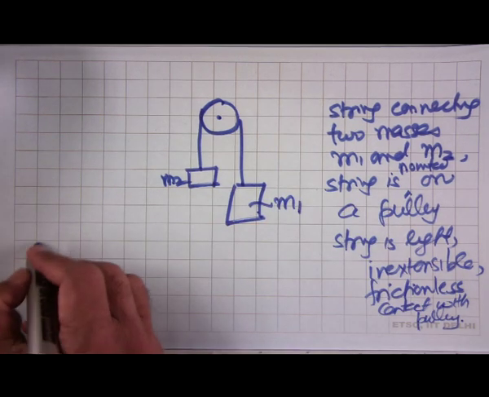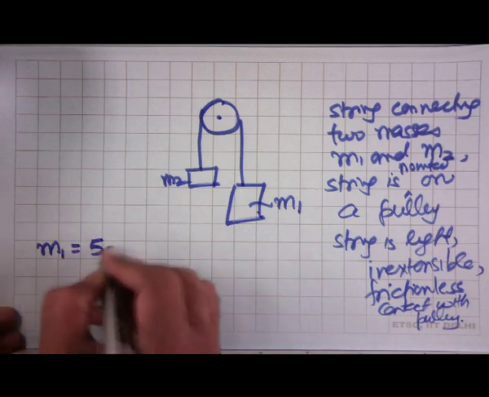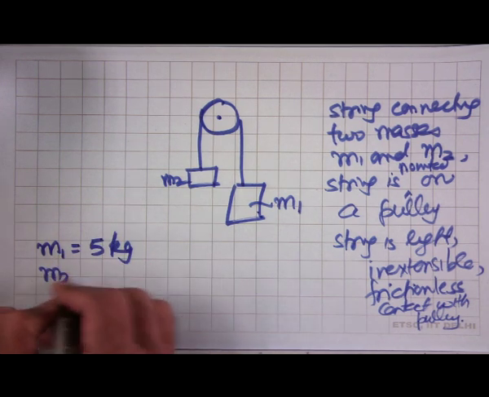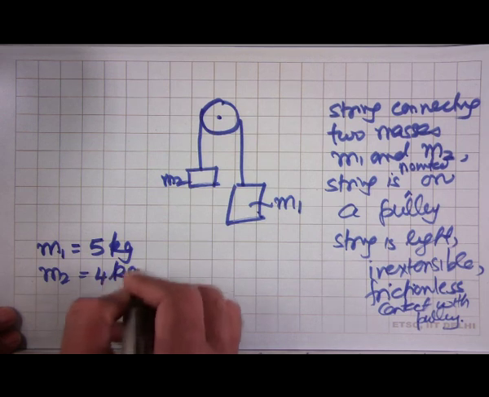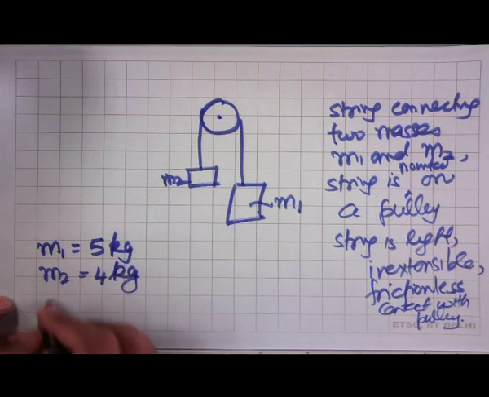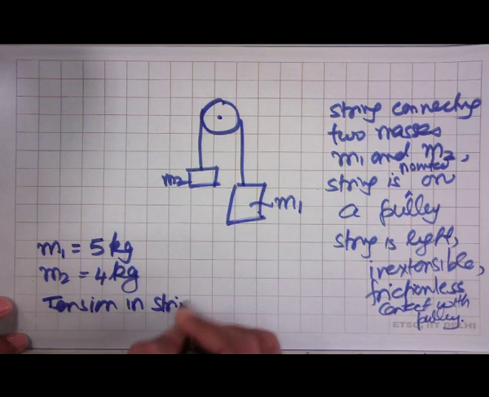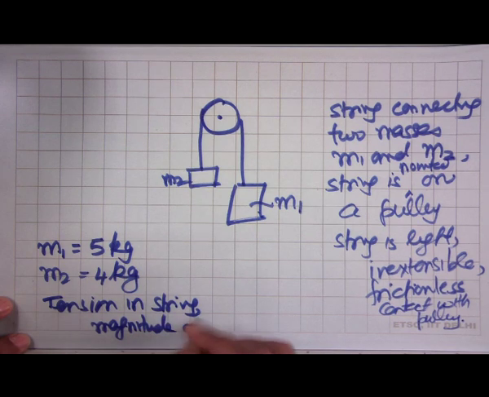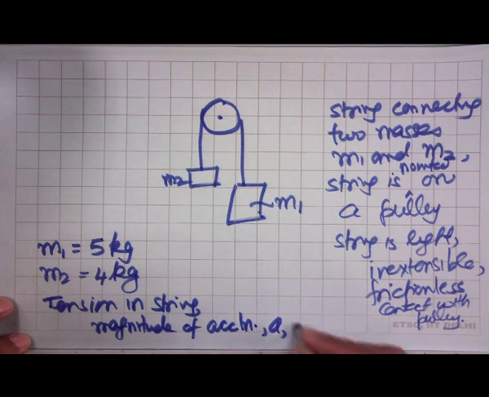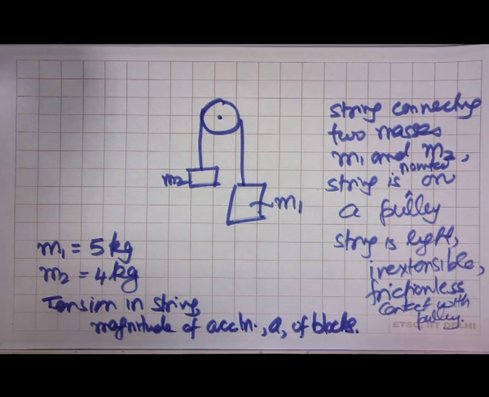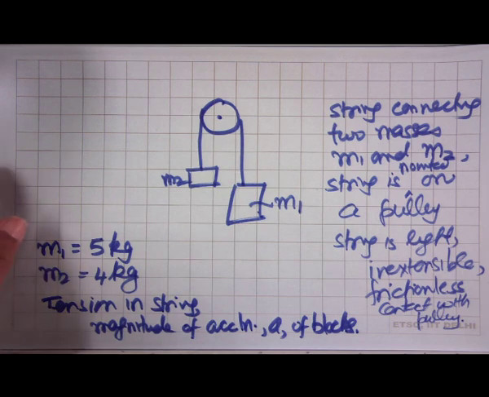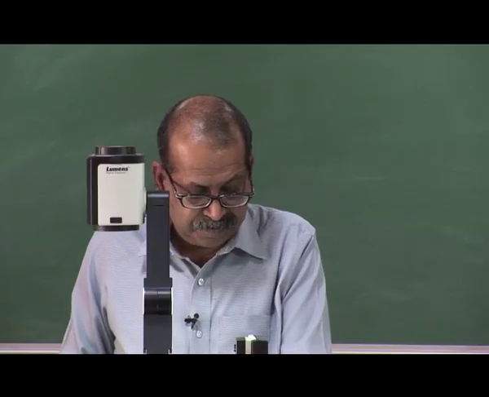It is given to us that m1 is equal to 5 kgs, m2 is equal to 4 kgs, and we want to find the tension in the string and the magnitude of acceleration A of the blocks of mass m1 or m2. So, this is what we have to find.